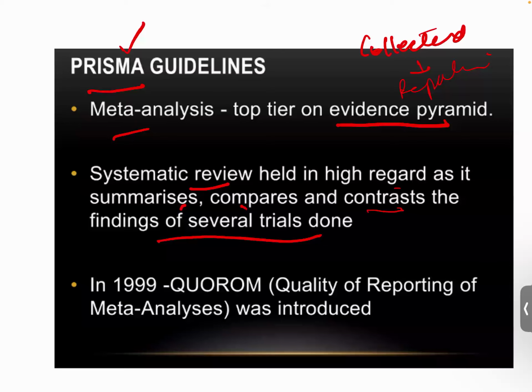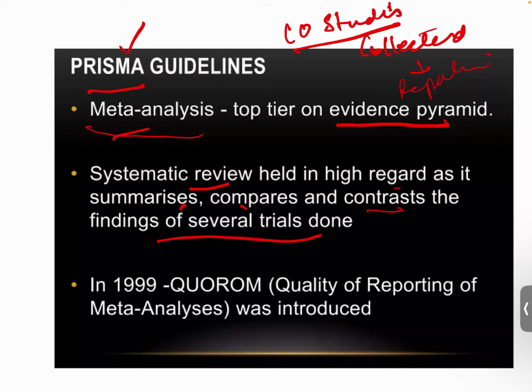Sometimes, if 10 studies are done, now these 10 studies are done differently in different setups. Now this meta-analysis is very important, because now they are studying the results of all these 10 studies and comparing them. They are going to summarize where they have done the right thing and where they have missed something. This was introduced in 1999 as QUOROM, the quality of reporting of meta-analyses.